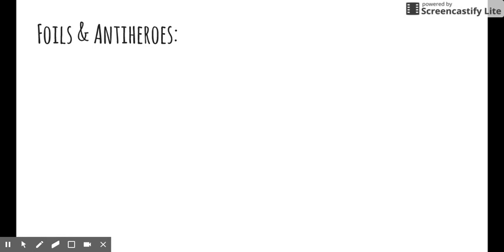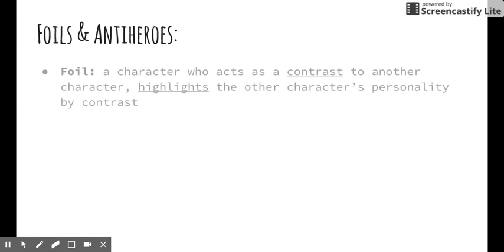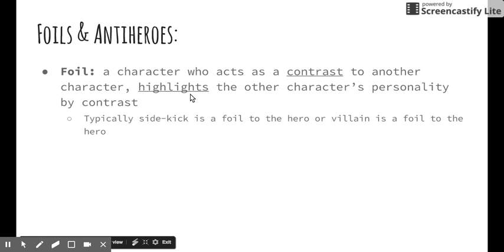Within this talk of characterization, there's two more important terms that we need to know. Those are foils and antiheroes. A foil, when we're talking in terms of literary discussion, is a character who acts as a contrast to another character. So this is meant to highlight the other character's personality by contrasting the two.